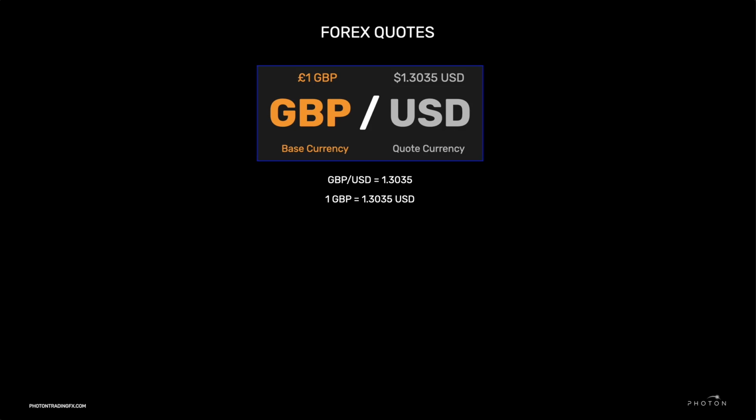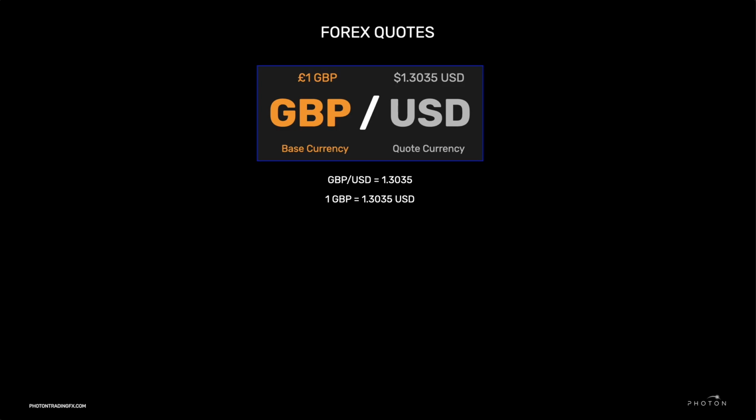Or the other way around, let's say that you have some pounds that you want to buy dollars with, then you would receive 1.3035 US dollars for every pound that you sell. Now remember, when you're trading, if you buy the currency pair pound dollar and you go long, this simply means that you are buying the base currency and simultaneously selling the quote currency. So in simpler terms, if you go long pound dollar, you are buying pounds and you are selling dollars.